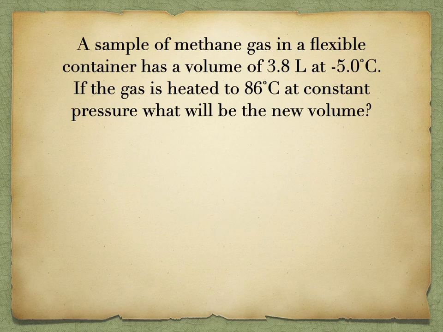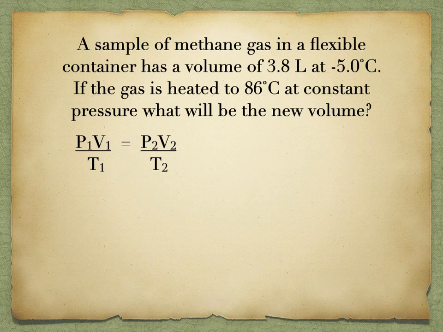That means its volume can increase and decrease. It has a volume of 3.8 liters at -5 degrees Celsius. If the gas is heated to 86 degrees Celsius at constant pressure, what will be the new volume? And so we have P1 V1 over T1 equals P2 V2 over T2. Always start by writing your equation out.